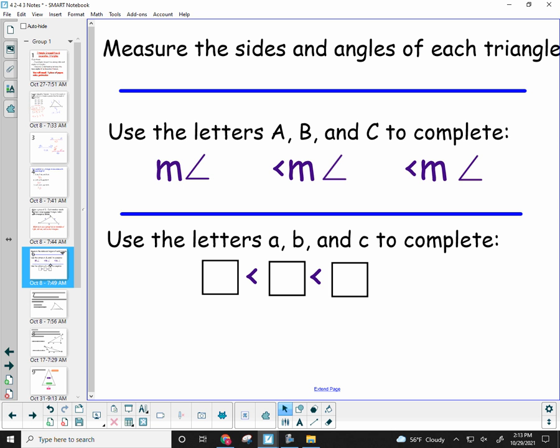If it's an acute triangle, all three angles have to be acute. So if it's an obtuse triangle, you're only going to have one obtuse angle and everything else will be acute. Wait, how do I draw a triangle that's not 100? Students measure. Yeah, I'm going to give you about another 30 seconds to finish that up.